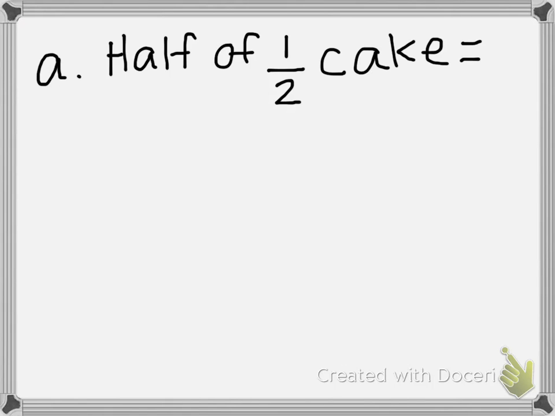So if you take a look at the first problem on your homework, it says half of a cake. And we know that when we see the word "of," that means I'm going to multiply. So really what this problem is asking me to do is take 1/2 multiplied by 1/2, or 1/2 of a half.